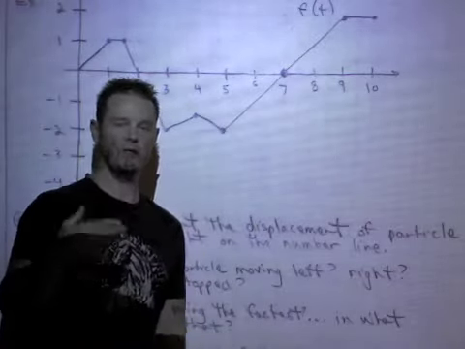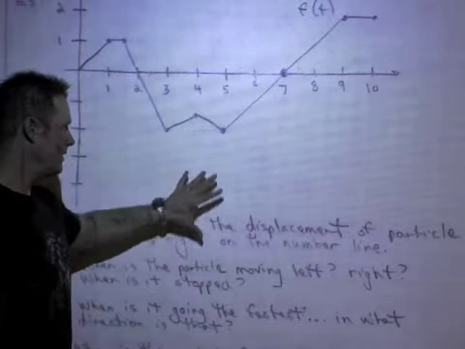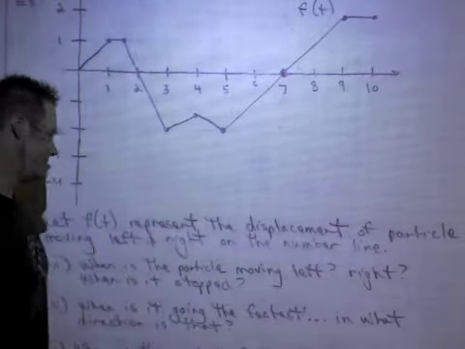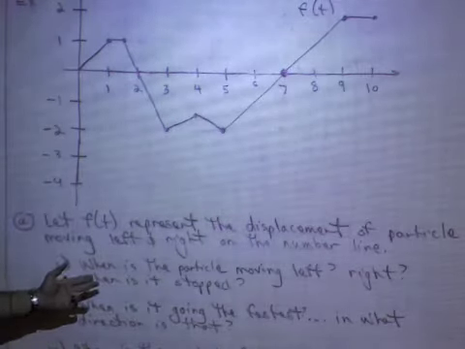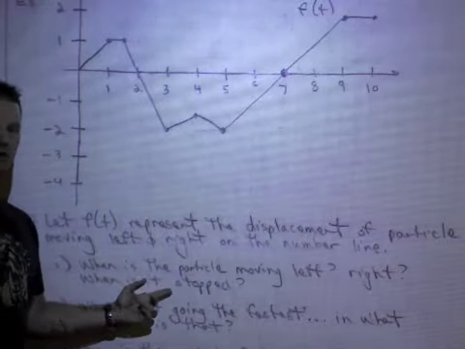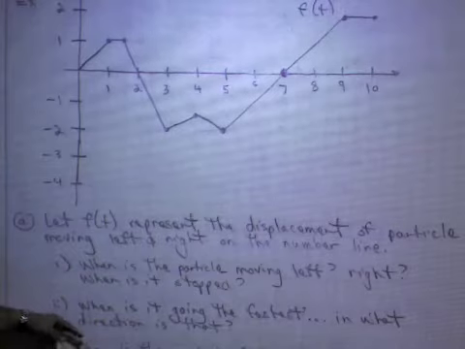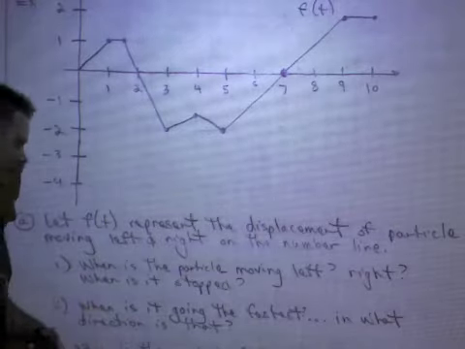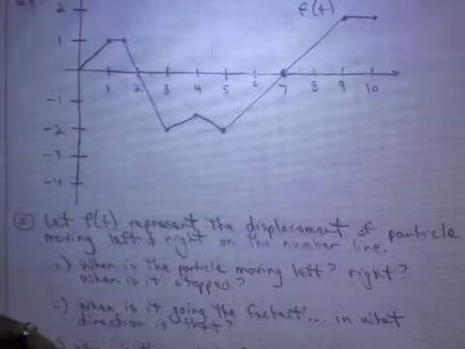Now what I want you guys to do before we go over these answers is to think about these questions that I have written on here. First question is, using this graph, when is the particle moving left and when is it moving right? And when would it be stopped? And how would you answer that with a graph? When is it going the fastest? In what direction is it going the fastest? And then the last question is, when is the particle farthest away from the origin?